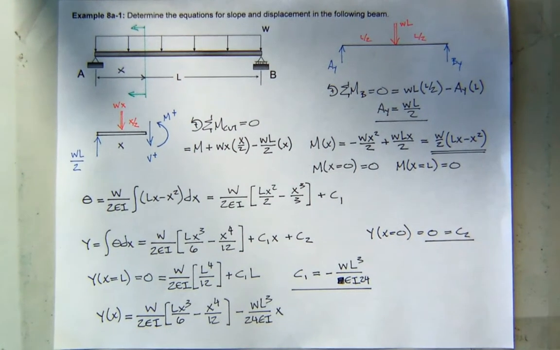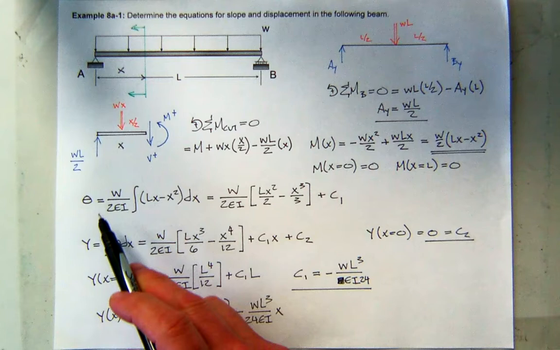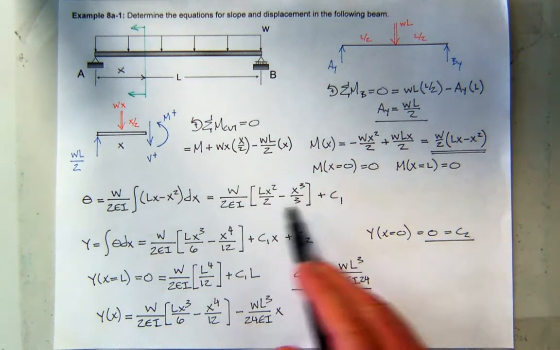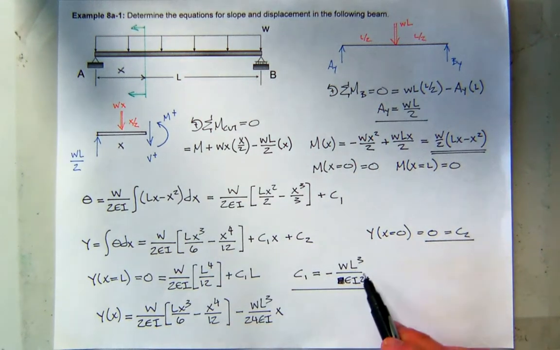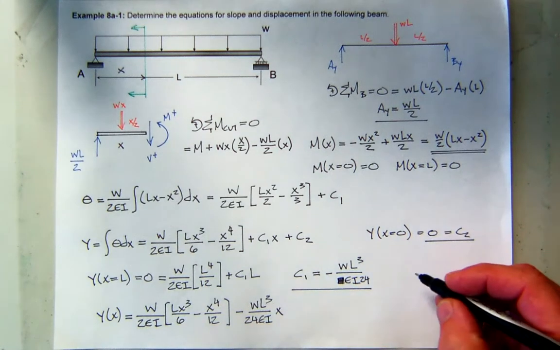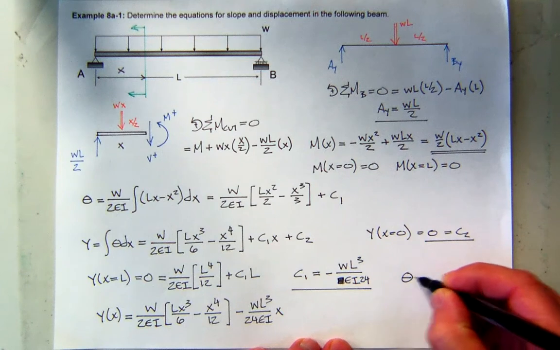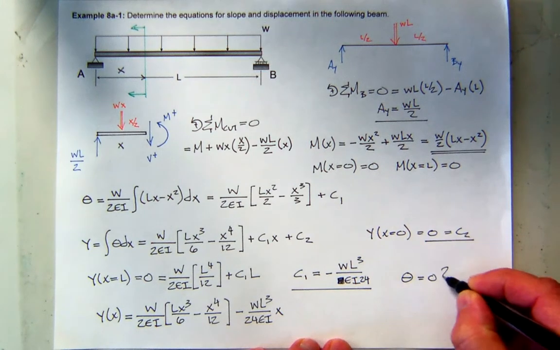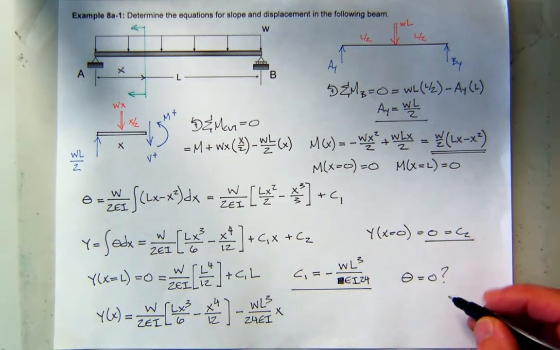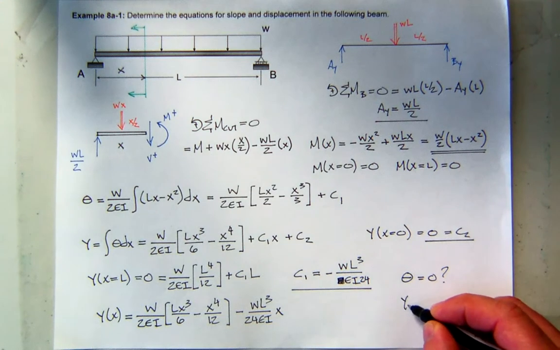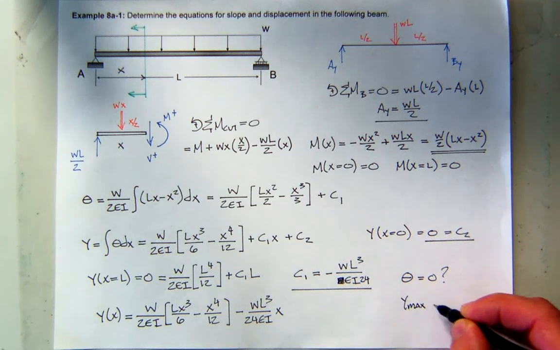We also have an equation for the slope, right? There was our slope equation, and we know what C1 is. It's the same value. I could plug that back in there, and I have an equation for slope. So where does the maximum displacement occur? If you know where the slope is equal to 0, that's going to probably tell you where the displacement is max. Or it could be a min.